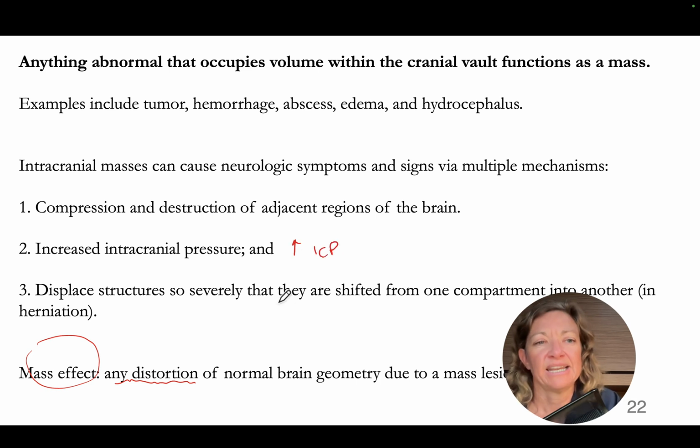And finally, you get a displacement of structures within the brain. So the structures are under such pressure that they shift from one compartment to another. And the hemorrhage is the bleeding, the herniation is the shift. So two separate words, hemorrhage for bleeding, herniation is the shift. Mass effect is any distortion, and herniation describes specific shifts. So that we get all the terminology of this straight.